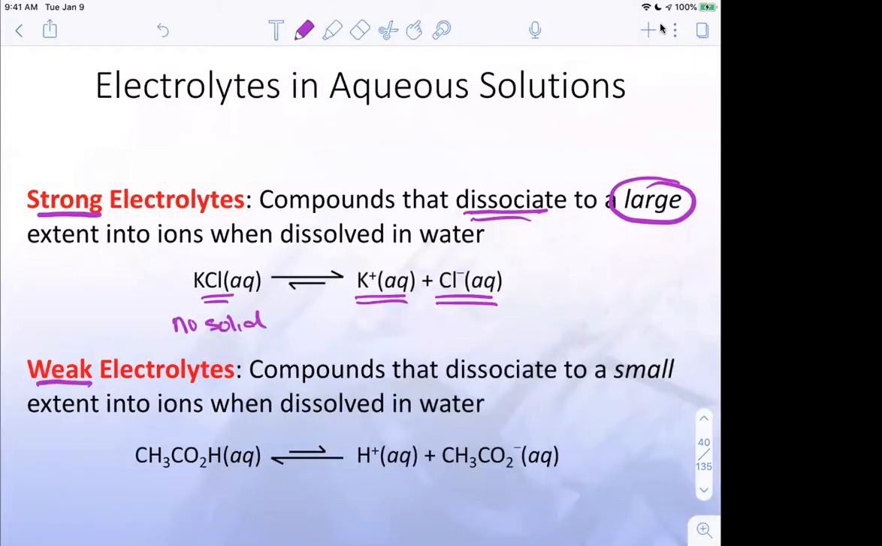If I look at weak electrolytes, I'm going to get a small extent of ionization when it's dissolved in water. For example, this is acetic acid. It's a weak acid. And when it's dissolved in water, I get a very small amount of the acetate anions and the H plus ions. So this will be very weakly conducting.